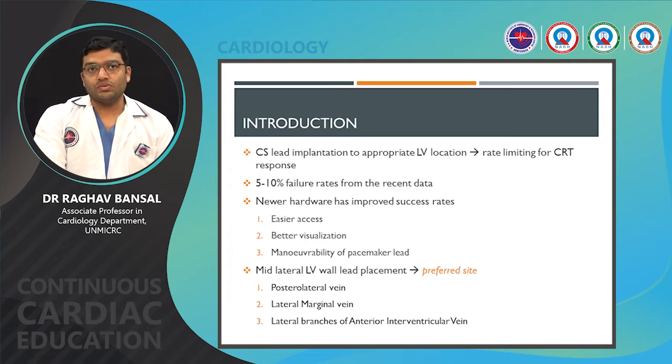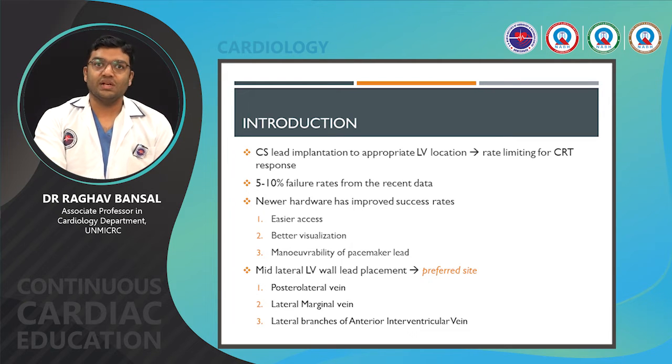So just to introduce, I wanted to tell you what we desire out of the CS lead implantation, where the CS lead should be implanted. CS lead implantation to an appropriate LV location is very important for a good CRT effect, but it is rate limiting, and there may be a 5 to 10% failure in CS lead implantation to an adequate location, which is a rate limiting step for CRT implantations.